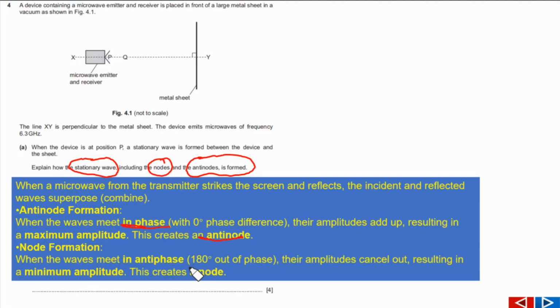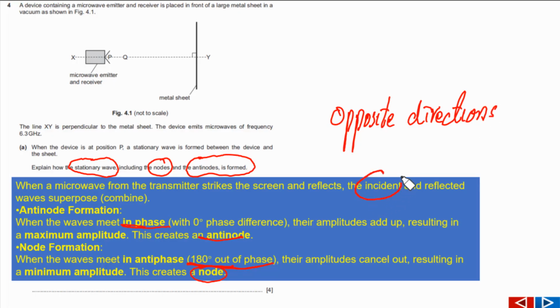And when phase difference is 180 degrees, amplitude will be 0. It means the amplitudes will cancel out if they have the same amplitude. That point we will say is a node. And for a stationary wave to be formed, waves must be traveling in opposite directions. So an important point: stationary waves are formed when waves are traveling in opposite directions, that is an incident and a reflected wave. What is the meaning of this? They are simply telling us these two waves are moving in opposite directions.